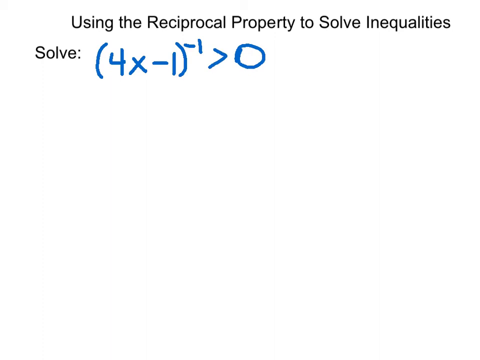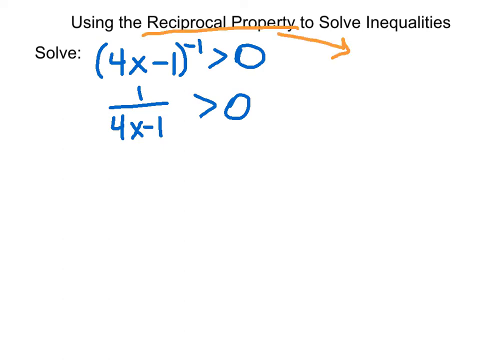For this particular problem, we're going to start by getting rid of this negative exponent. Using the properties of exponents, that becomes 1 over 4x minus 1, which is greater than 0. Now the reciprocal property, which we did not speak of in our previous video, says the following: if 1 over a is bigger than 0, then a is also bigger than 0. So that's the reciprocal property.